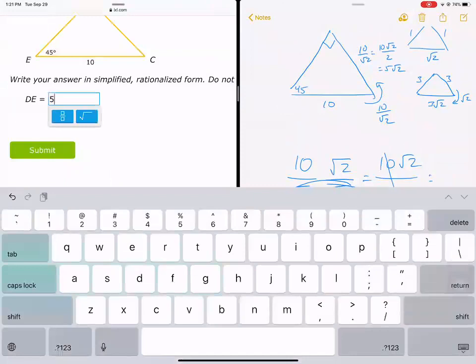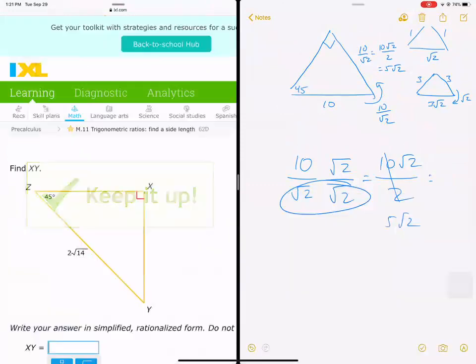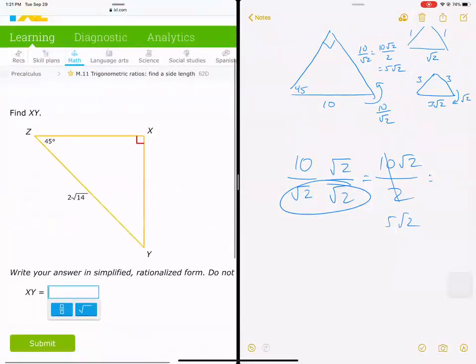Five square root of 2. A similar problem. What happens is, since I know the pattern, to go forward, we multiply by square root of 2. To go backwards, we divide. I don't even have to show work there. I can just divide by square root of 2. And that divides out to become 2 square root of 7.